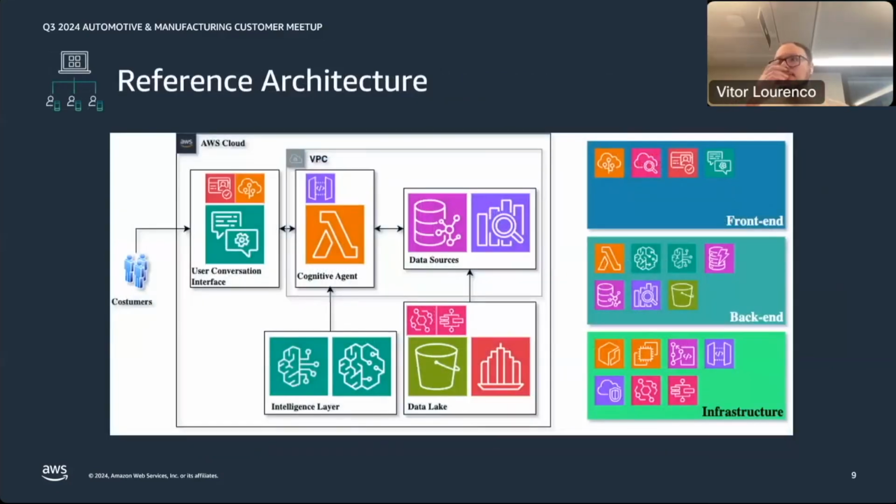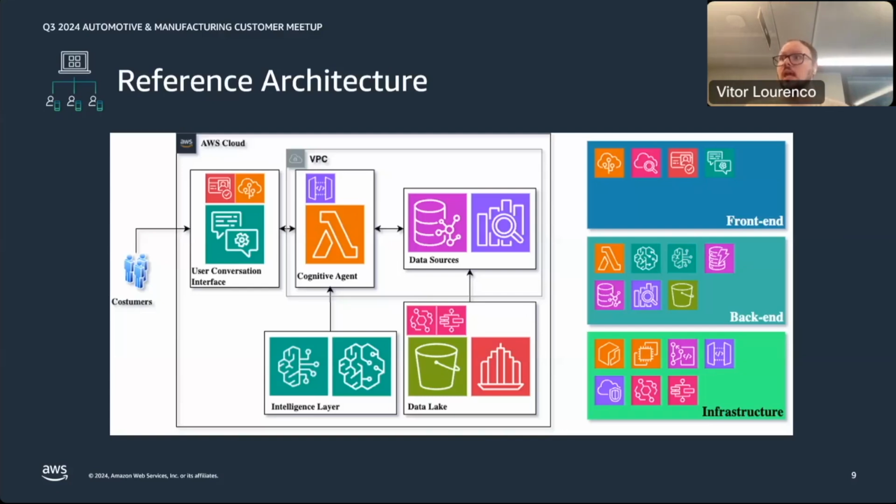So this is our reference architecture. First, our customers always use the conversational interface that we provide them. We build this front end, and this front end is able to communicate with the backend part of our system. Our cognitive agent relies on Lambda, on a full serverless architecture, to communicate with our data sources and our intelligence layer, where we rely on Bedrock, for example, as one of the many AI systems that we use to generate queries and do other types of tasks.